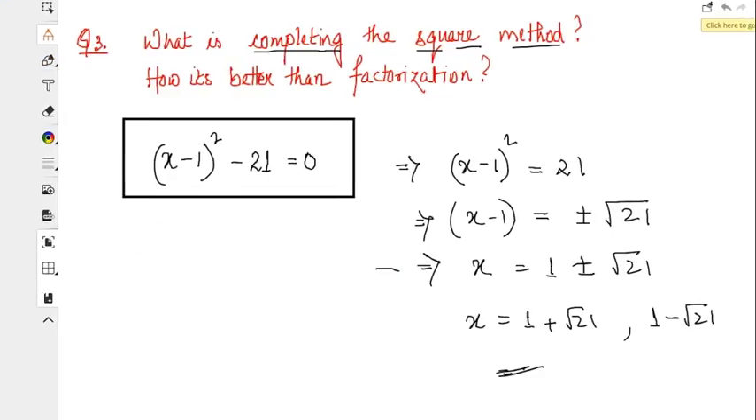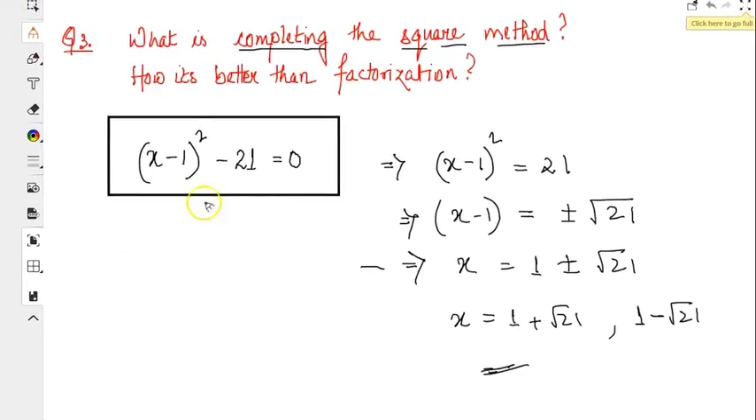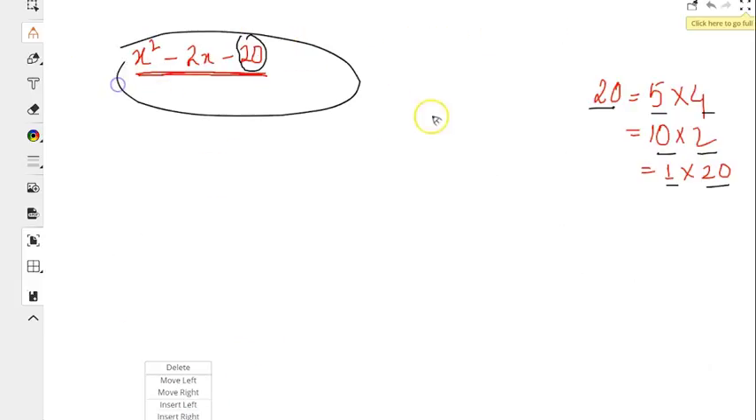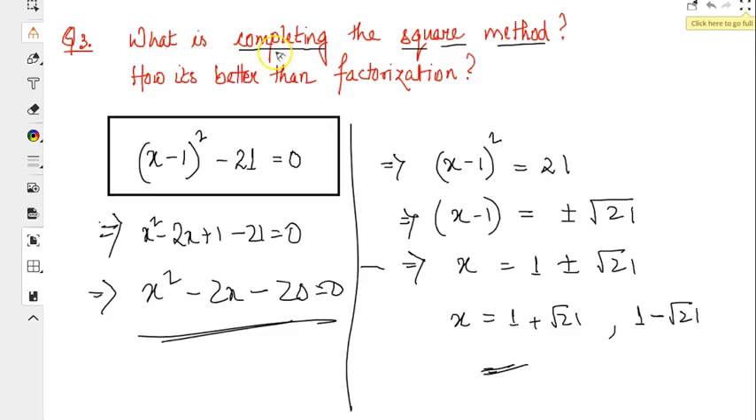So if you see here, if I break this down, it will be like x square minus 2x plus 1 minus 21 equal to 0, or x square minus 2x minus 20 equal to 0. That means this is nothing but the previous equation which we were dealing with, which we were having difficulty with for factorization. But by using completing the square method, it becomes simple.